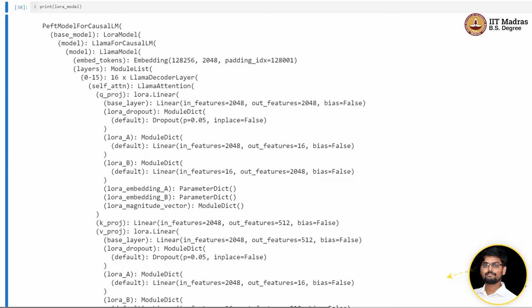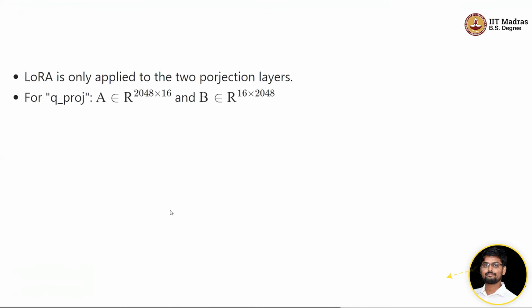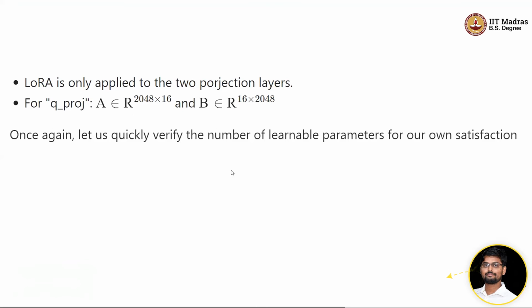So if we add adapters to, let's say, all the MLP layers, all the linear layers, then we may need to train a larger number of parameters, maybe, for example, close to 100 million parameters. Yeah, so as I mentioned, it's only updating the projection layers.